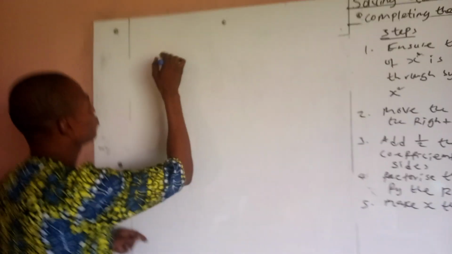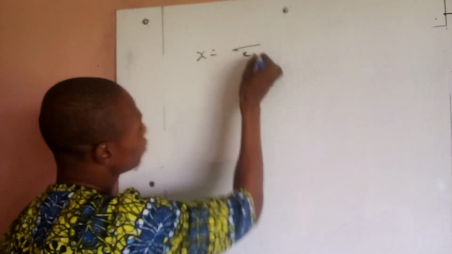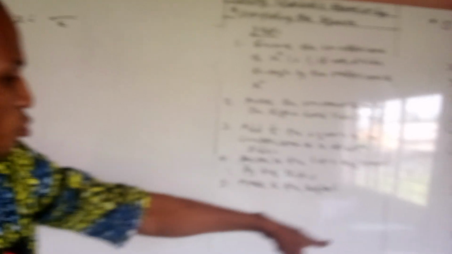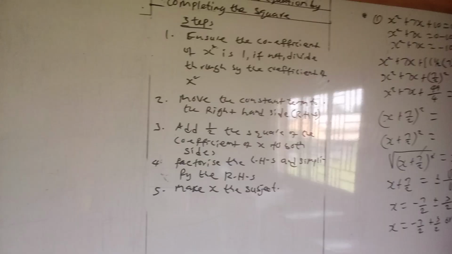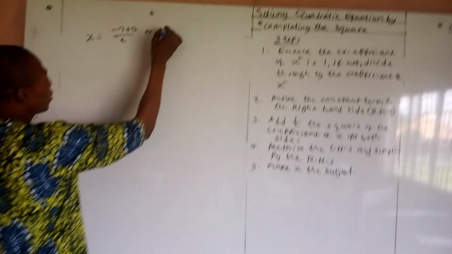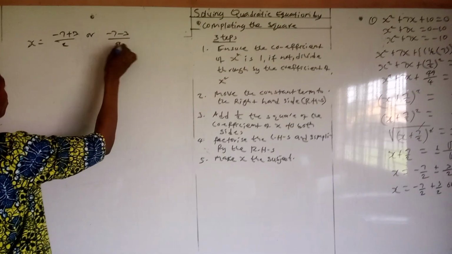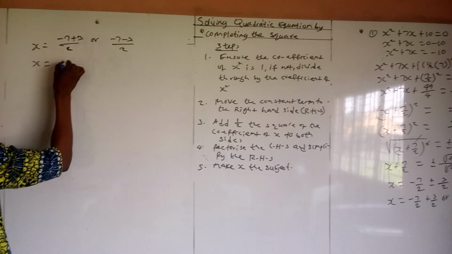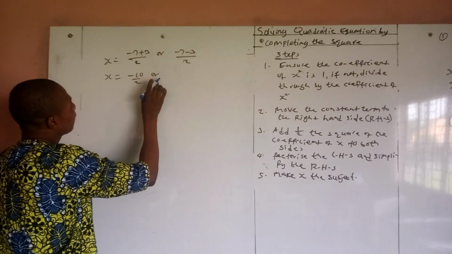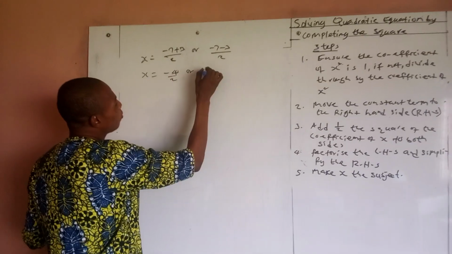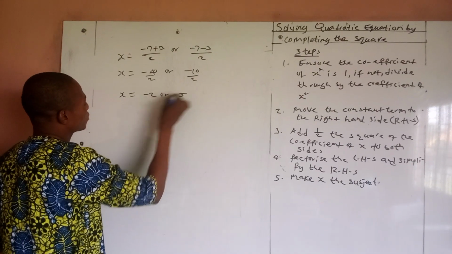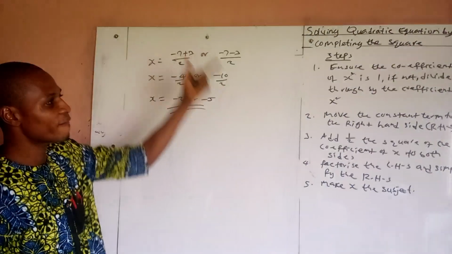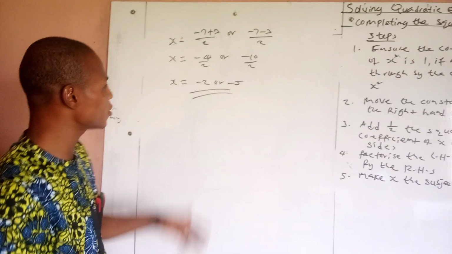So let's simplify that. The LCM is 2. Our x will now be minus 7 plus 3 over 2, or minus 7 minus 3 over 2. Minus 7 plus 3 is minus 4 over 2, or minus 10 over 2. So our x equals minus 2 or minus 5. You can see this is the same answer we got using the factorization method. So whichever method you use, it will always give you the same answer.